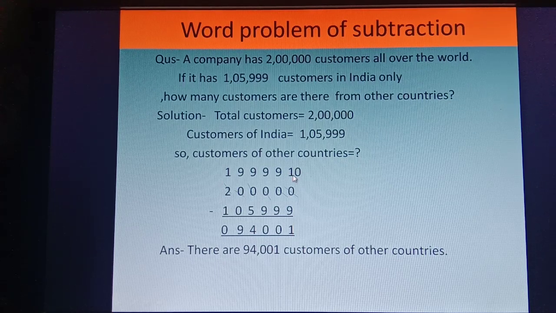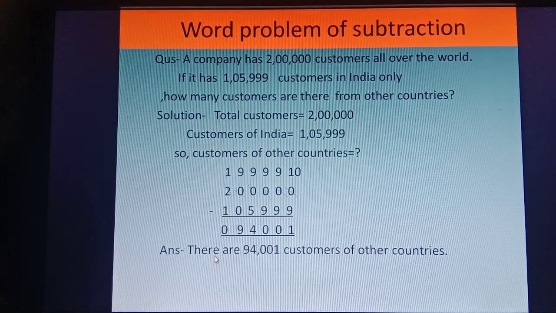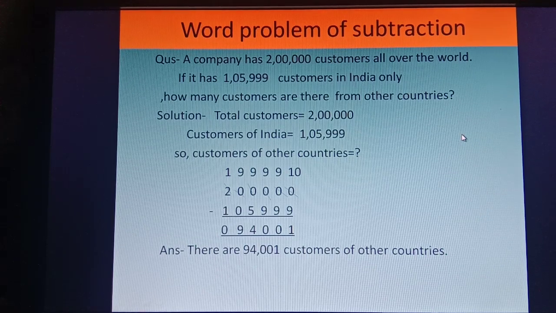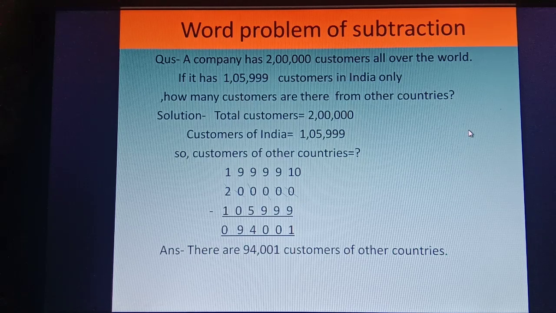So subtract here: 10 minus 9 is 1, 9 minus 9 is 0, 9 minus 9 is 0, 9 minus 4 is 5, 9 minus 0 is 9, and there is 1, 1 minus 1 is 0. So there are 94,001 customers from other countries. In the same way as we have done addition, we have to do the word problem of subtraction.